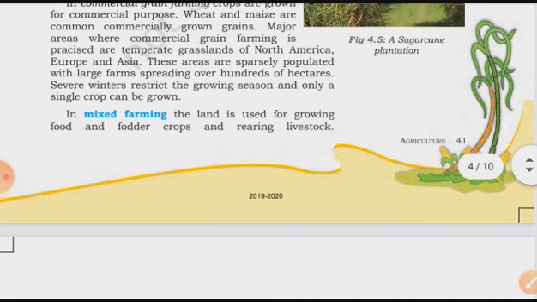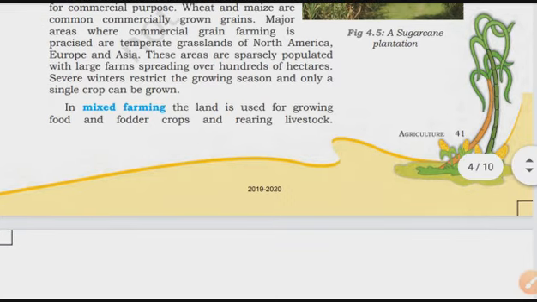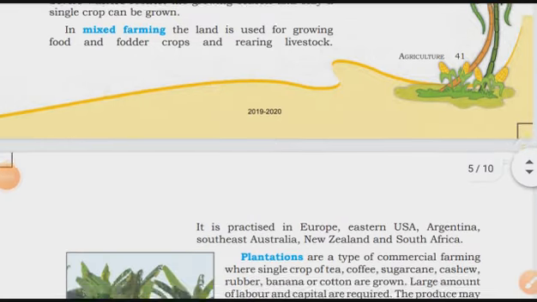And these areas are sparsely populated, with large farms spreading over hundreds of hectares. Sparsely means less populated, and the large farms are spread over hundreds of hectares. Severe winters restrict the growing seasons, and only a single crop can be grown. Severe winter means very bad winter conditions. So these farmers are able to grow only a single crop in a year on these large farms. Then after, they have given mixed farming, which we will discuss in the next video.